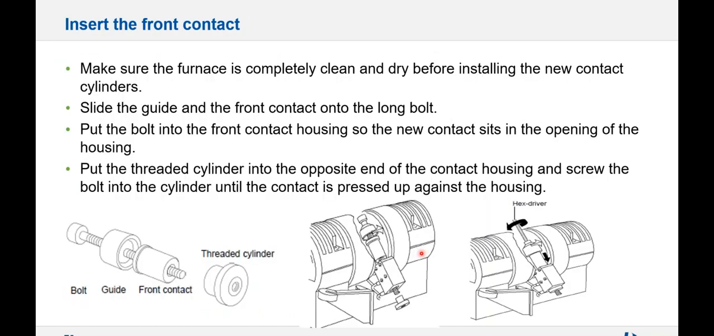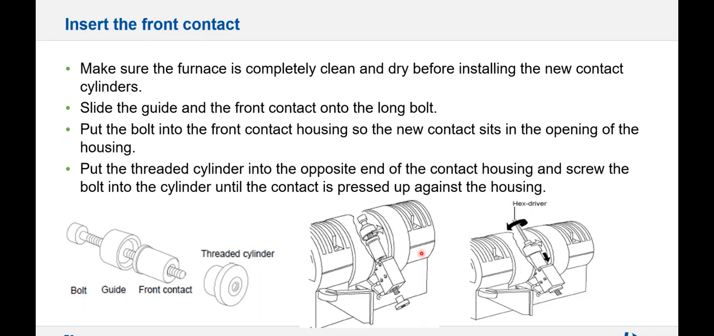To insert the front contact, make sure the furnace is completely clean and absolutely dry before installing the new contact cylinders. So if you do clean it with any kind of a solvent like isopropyl, I wouldn't use anything harsher than that. You've got to make sure that it's completely dry before you put the new contact in.